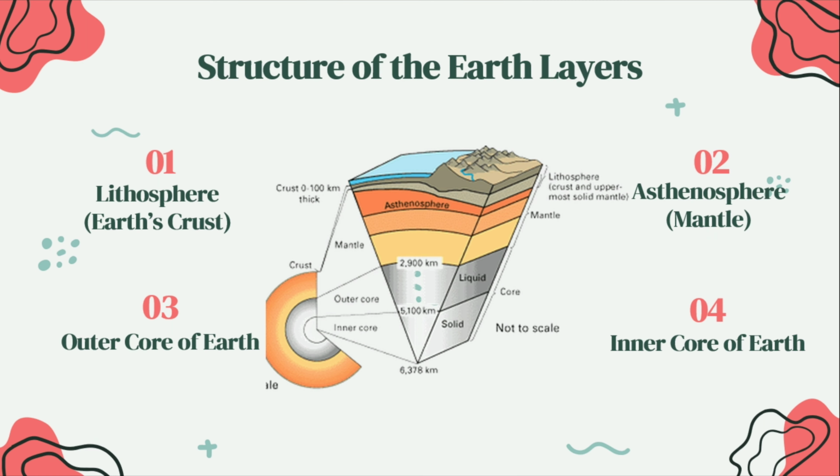The structure of the Earth's layers consists of, first, the lithosphere, also called the Earth's crust. Second, there is the asthenosphere, also called the mantle. And third is the outer core of the Earth. The last is the inner core of the Earth.